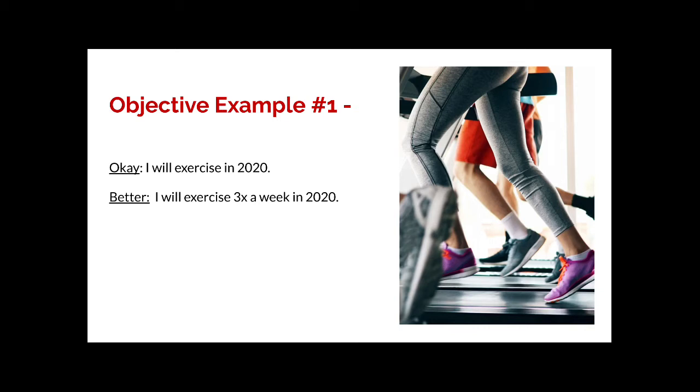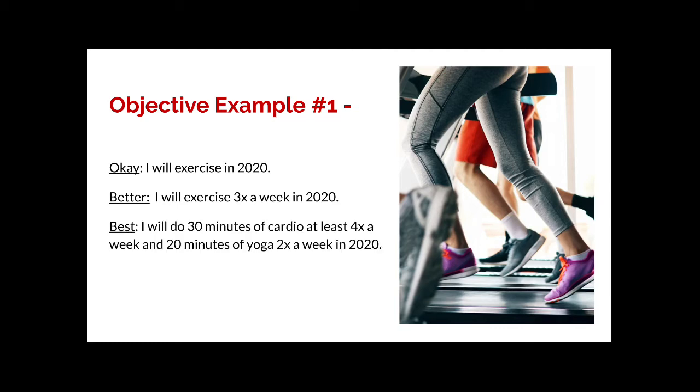Like if you do 1 sit-up on Monday and 2 push-ups on Wednesday, and you walked around the block on Saturday, you again have achieved your objective. The best one is if you clearly define what you mean by the type of exercise that you want to achieve. So my example is I will do 30 minutes of cardio at least 4 times a week and 20 minutes of yoga 2 times a week in 2020. And that is very specific.